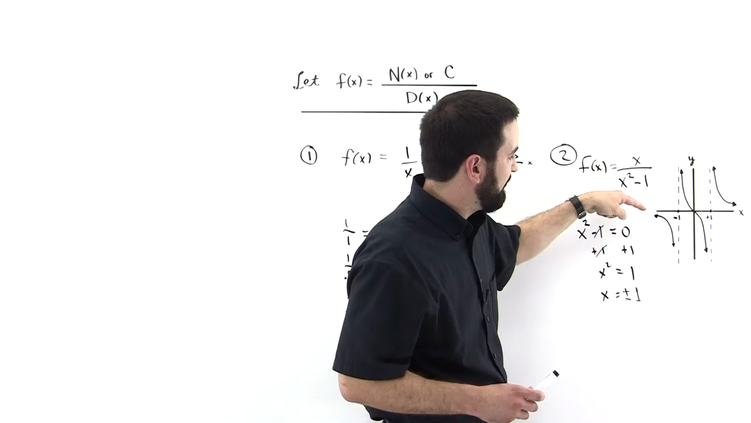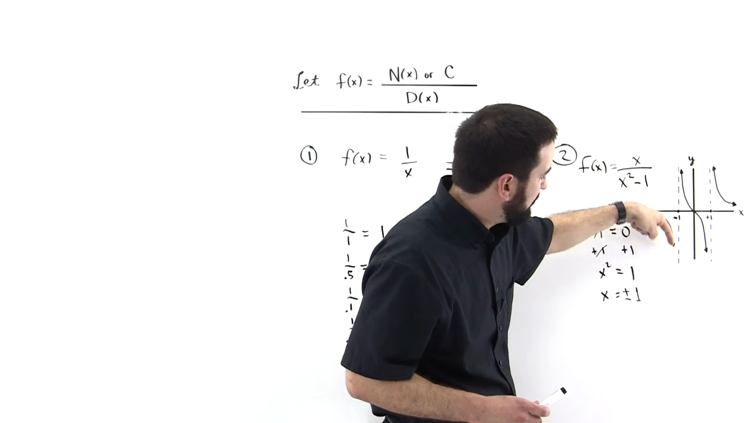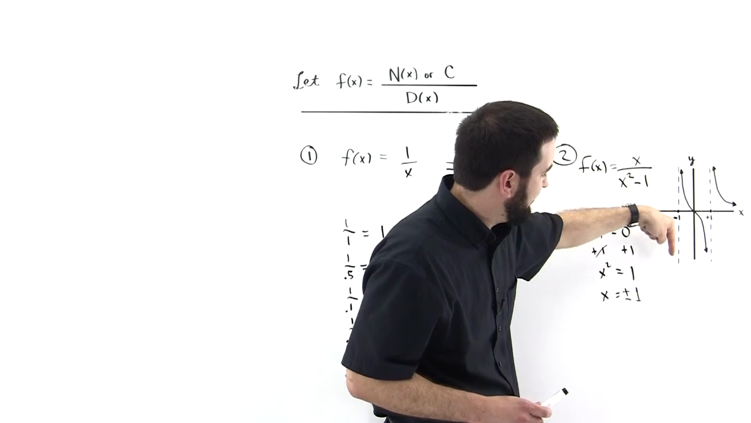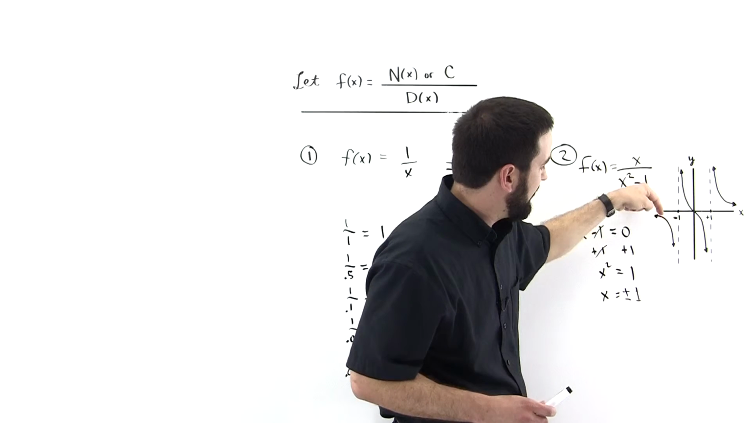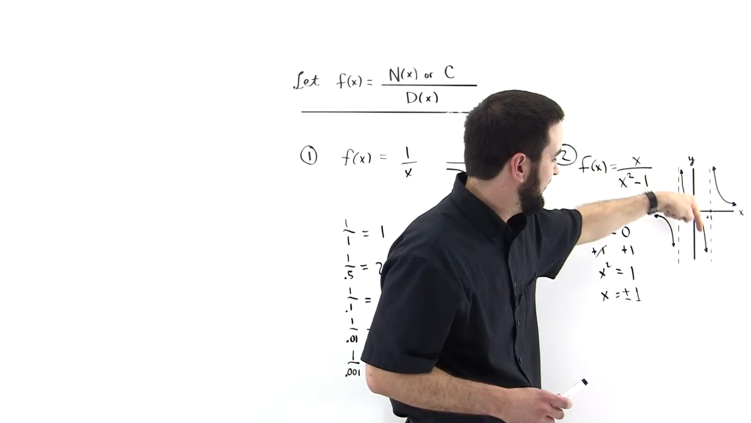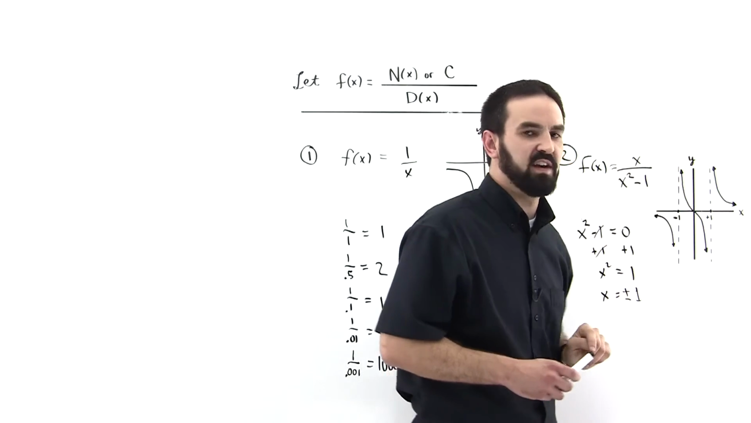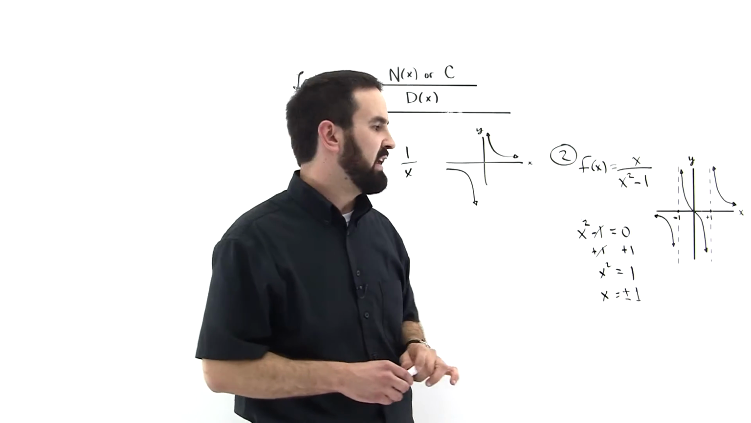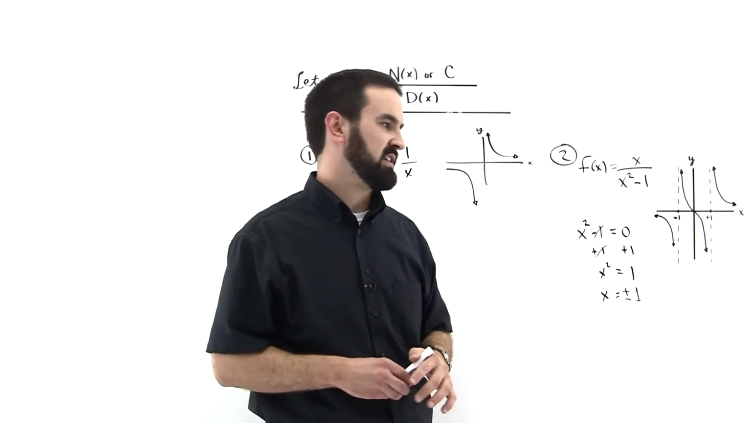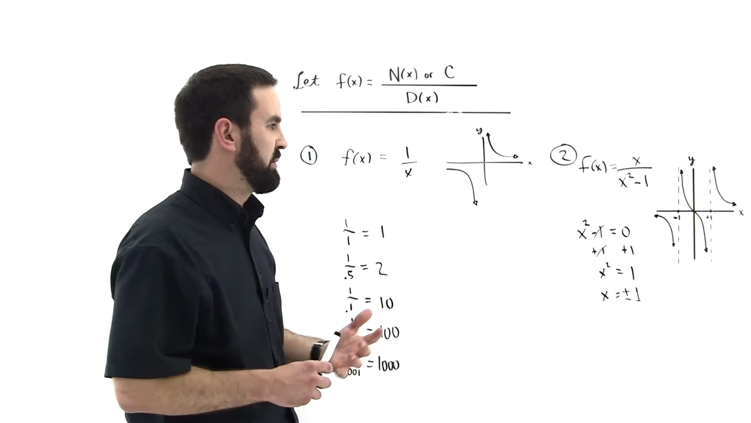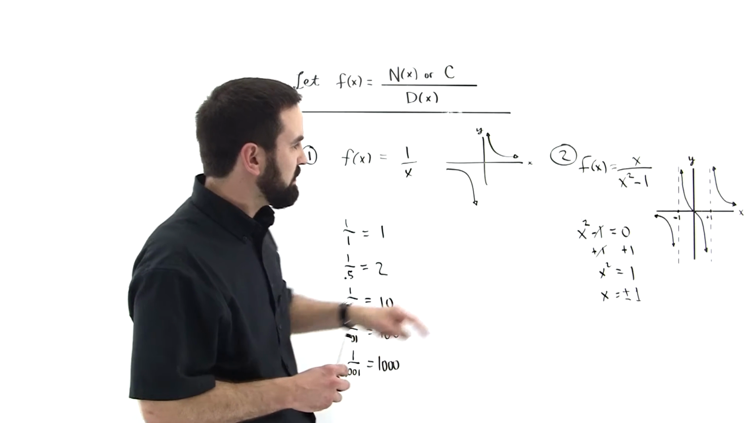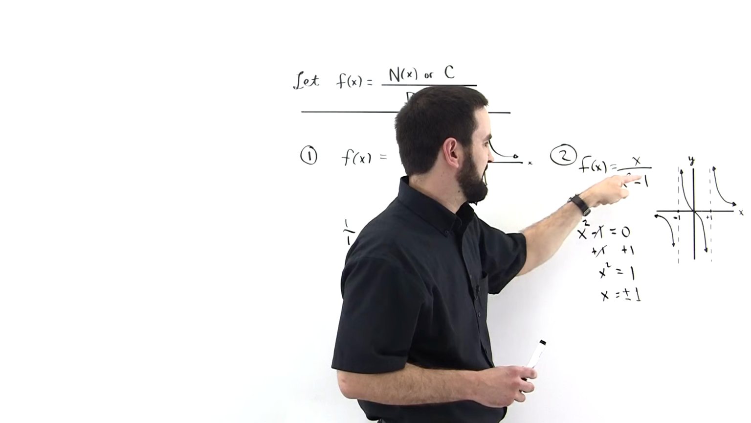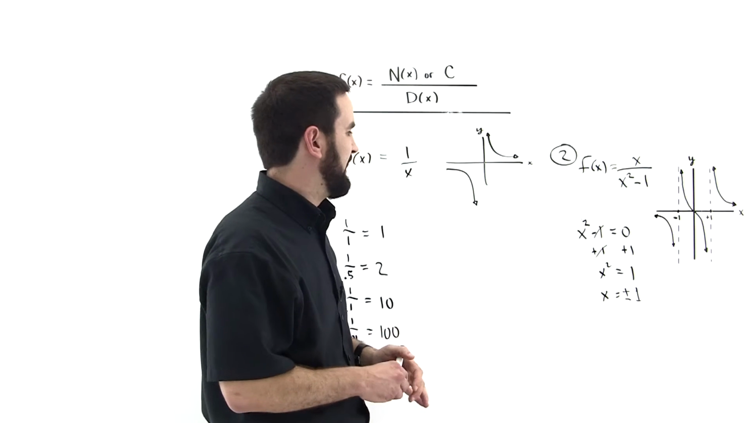And we see that the function is getting really big. It's blowing up to negative infinity right here, to positive infinity here, negative infinity right here, and positive infinity there. And in fact, the function is undefined at those places, at -1 and +1, because whenever this whole bottom thing is equal to 0, it doesn't make sense to divide by 0.